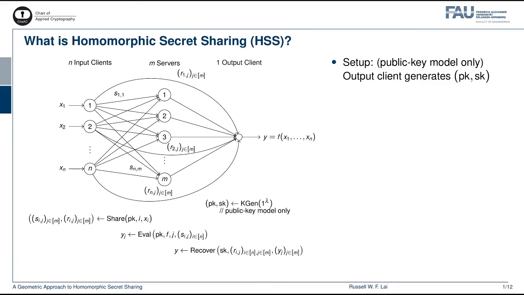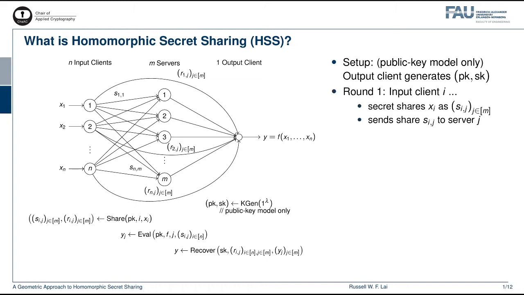A two-round MPC protocol built from HSS involves the following phases. First, there is the setup phase, which happens in the public key model only, in which the output client generates a public key secret key pair. Then in the actual protocol, in round 1, the input client i would secret share its input xi as Sij for j ranging from 1 to m, one for each server. It then sends the share Sij to server j. The input client could also generate some recovery information Rij and send them to the output client.